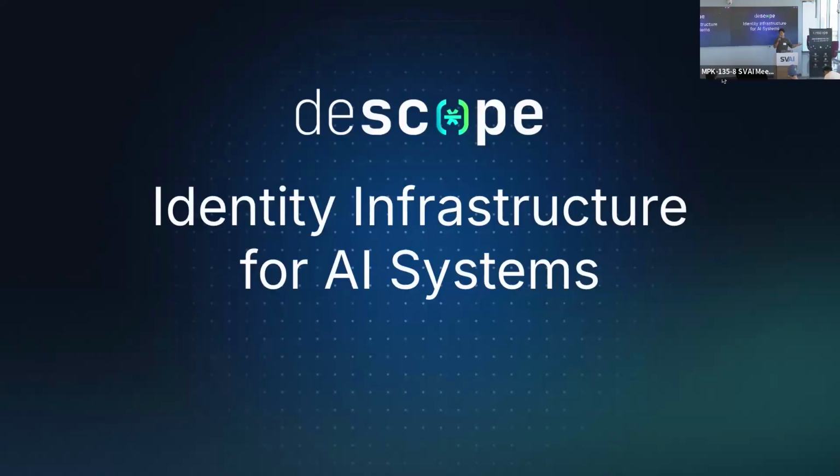Hello, everyone. My name is Kevin. I'm the head of developer relations at Descope. And today I'm going to be showing a demo of our Agentic Identity Hub. This is basically a way that you can protect your AI infrastructure using policies, things like that I'll show you.